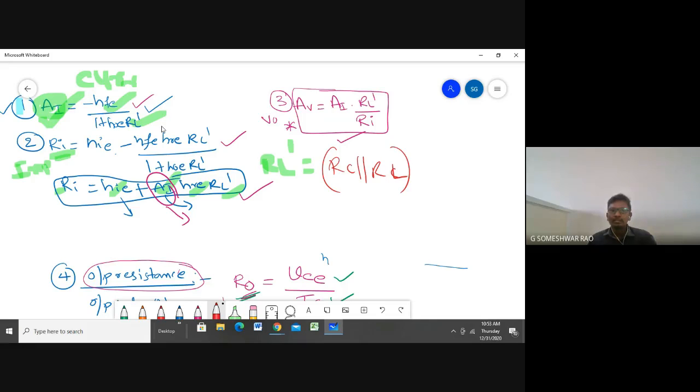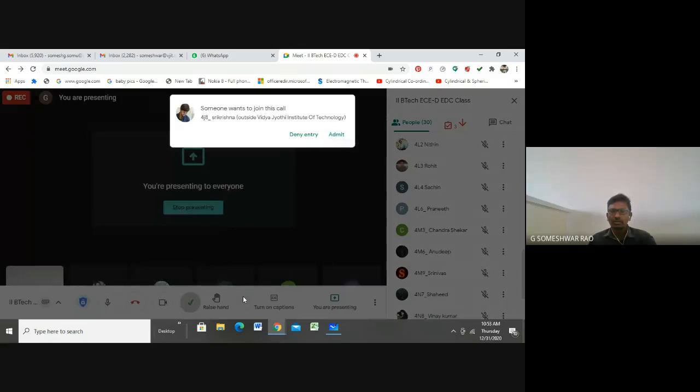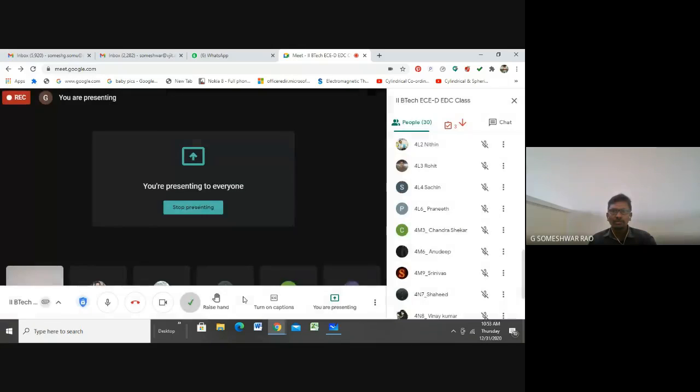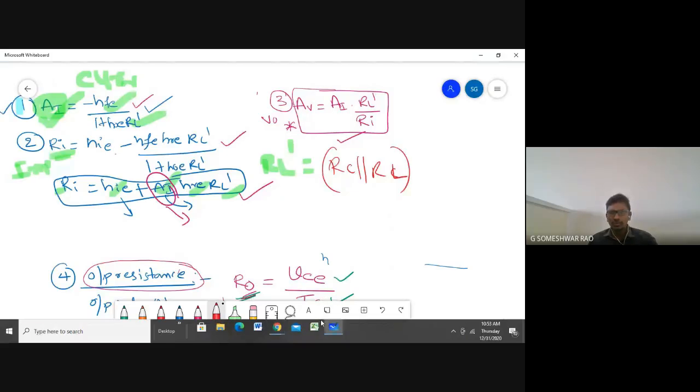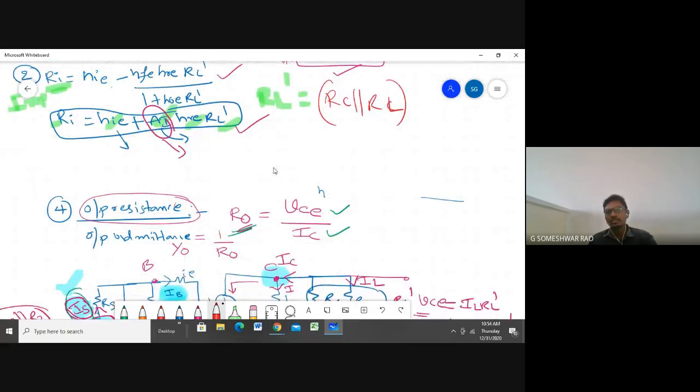Then also we have seen AV. What does AV stand for? Output voltage gain. AV is equal to AI into RL dash by Ri. So that was the previous class.